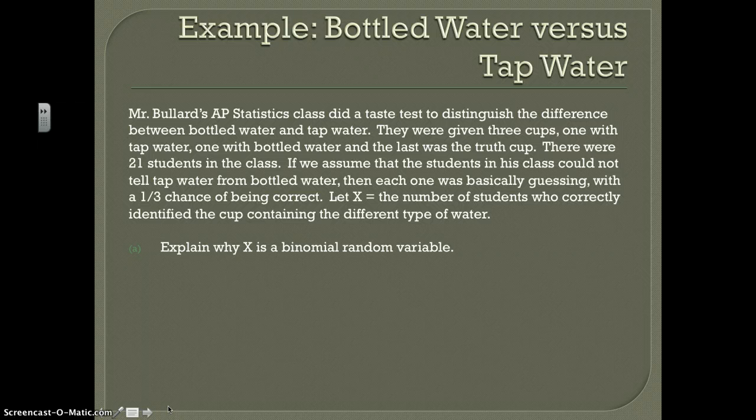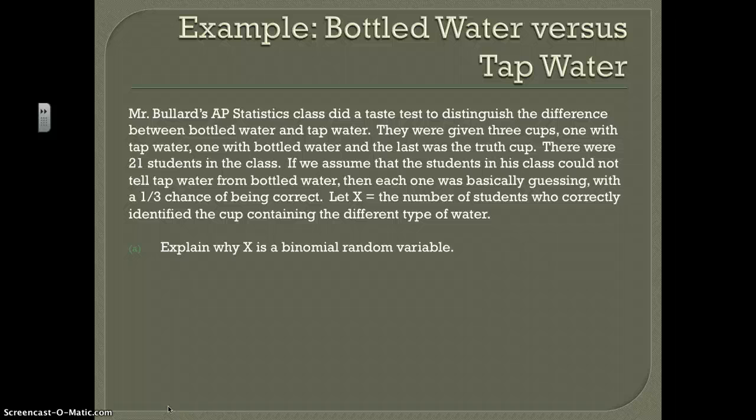Mr. Bullard's AP Statistics class did a taste test to distinguish the difference between bottled water and tap water. They were given 3 cups, one with tap water, one with bottled water, and the last was a truth cup. There were 21 students in the class. If we assume that the students could not tell tap water from bottled water, then each one was basically guessing with a 1/3 chance of being correct. Let X equal the number of students who correctly identified the cup containing the different type of water.